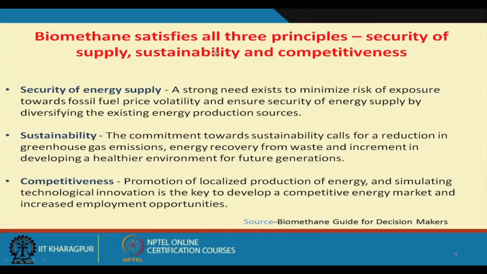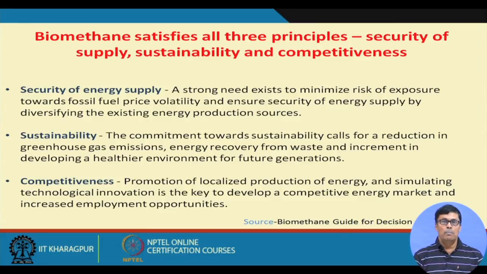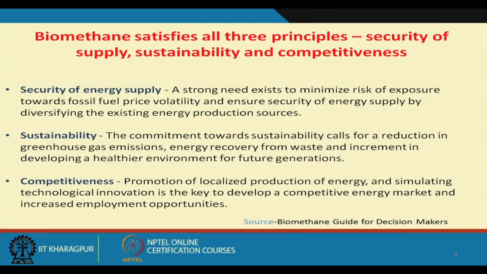Now, this biomethane satisfies all three principles: security of supply, sustainability and competitiveness. Security of energy supply: a strong need exists to minimize the risks of dependence on fossil fuel and price volatility, and to ensure security of energy supply by diversifying the existing energy production sources. Sustainability: since we are using this process on waste material, this waste will be available, so this process can be sustainable for a long period of time.